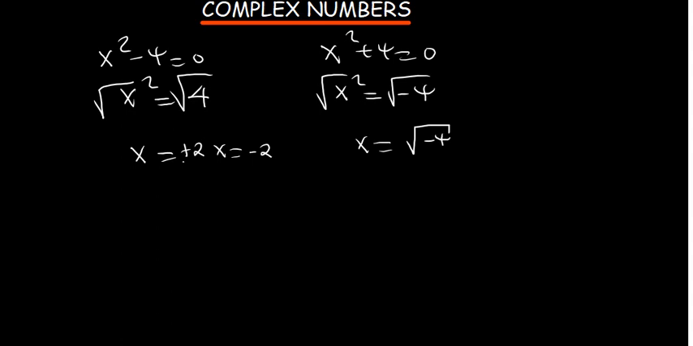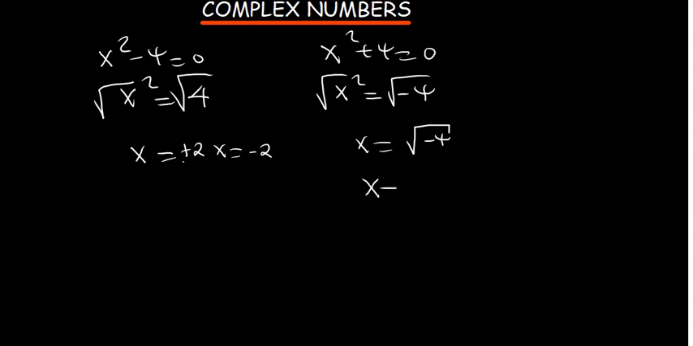Now I want someone to tell me what two numbers can you multiply by themselves to give you negative 4? Does anyone know? Any two numbers that you know that you can multiply by themselves to give you negative 4? Okay, so there are no two numbers that you can multiply to give you negative 4.